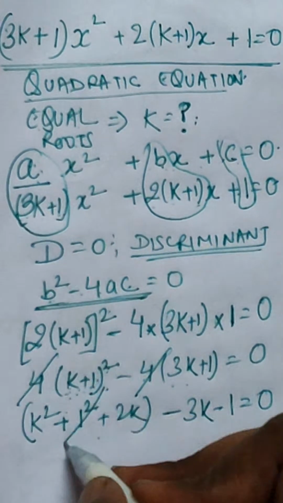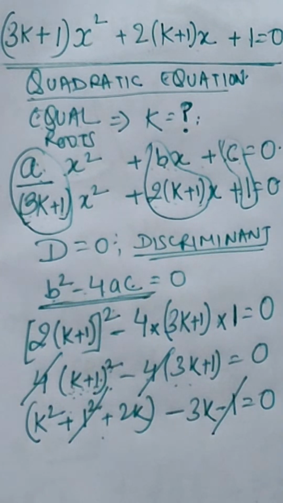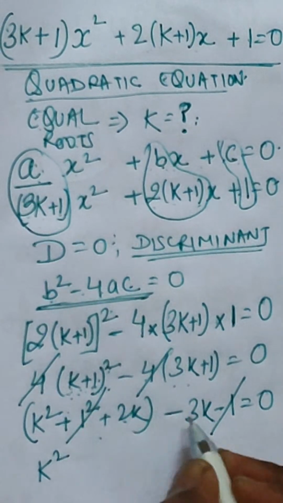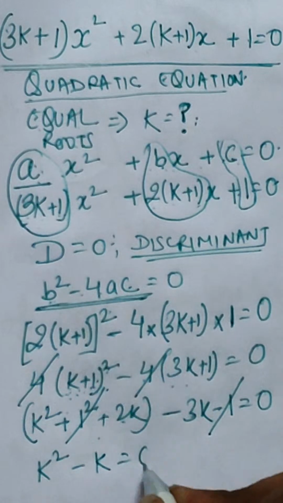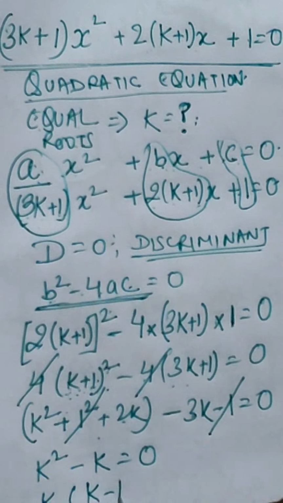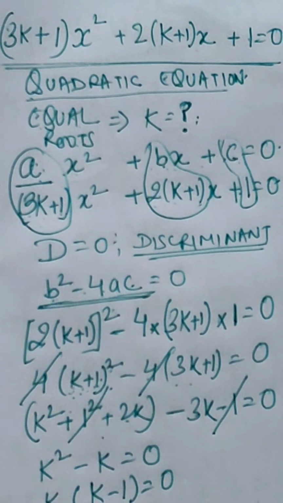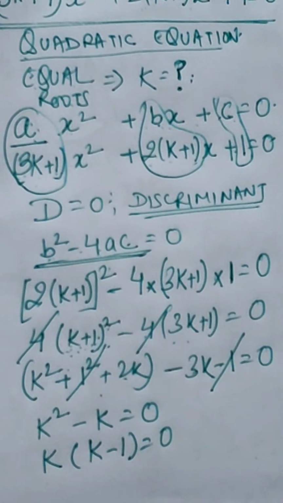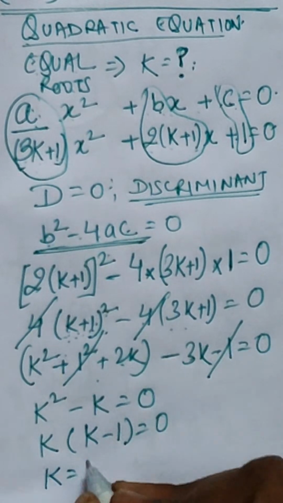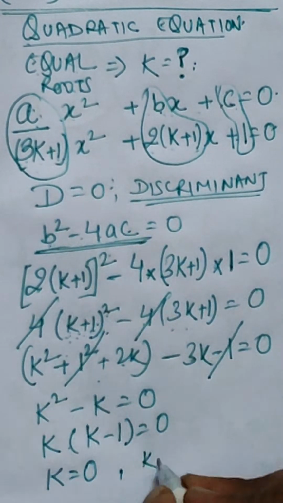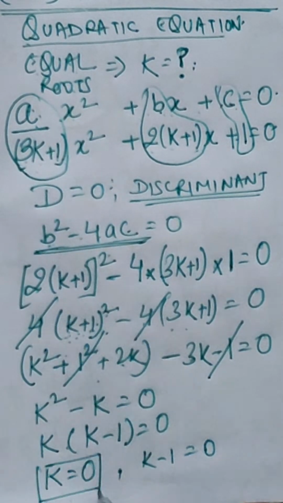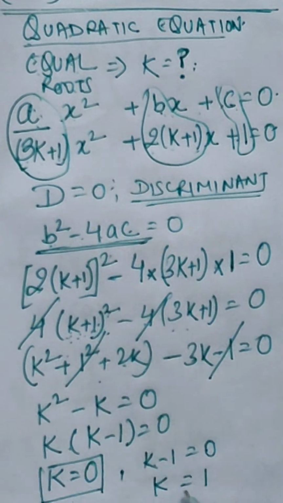Now here 1 square will be 1 and minus 1 will be cancelled out, and we are left with k square, and 2k minus 3k will be minus k, equal to 0. When you take k as common, it will be k times (k minus 1) equal to 0. So since k into (k minus 1) is equal to 0, that means either k or k minus 1 is equal to 0, which gives the value of k equal to 0, and from here we get the value of k equal to 1.